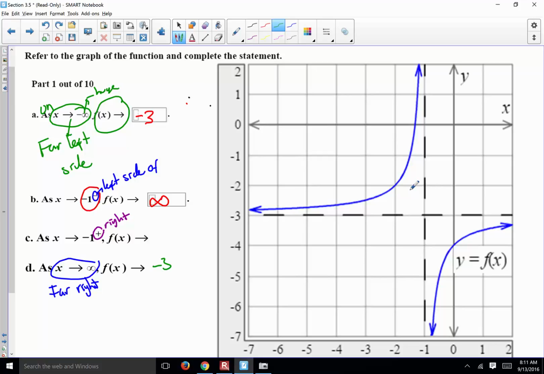I said all the time it's increasing, right? So can I say from -infinity to infinity it's always increasing? Because it's always increasing, right? What do you think?